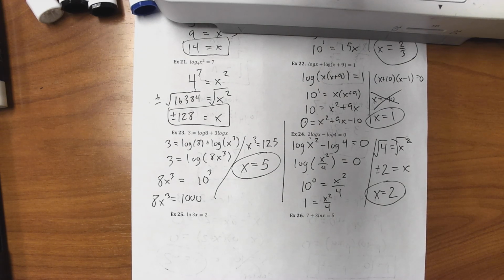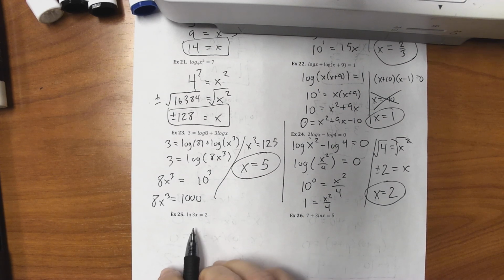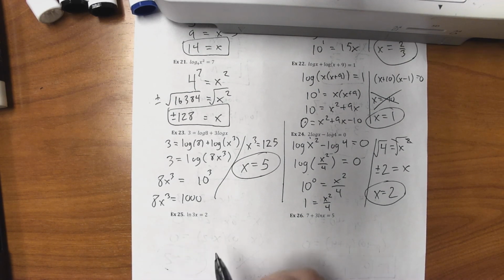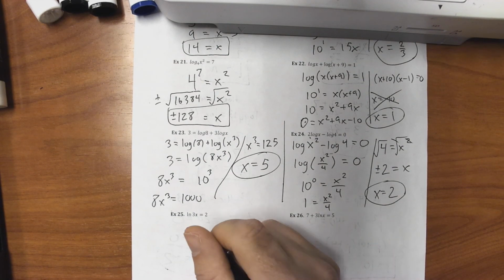Let's look at these last two examples. They both involve the natural logarithm. Remember, the natural logarithm is a base e logarithm. So natural log of 3x equals 2. Logarithm is already isolated. We can switch it. So base e logarithm will switch to a base e exponential. And then we're going to go ahead and swap them.